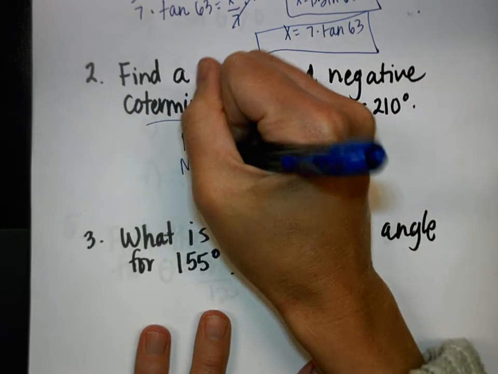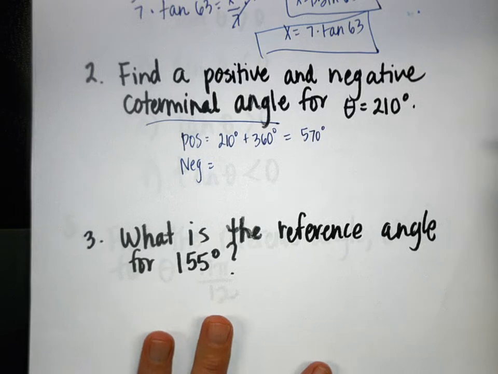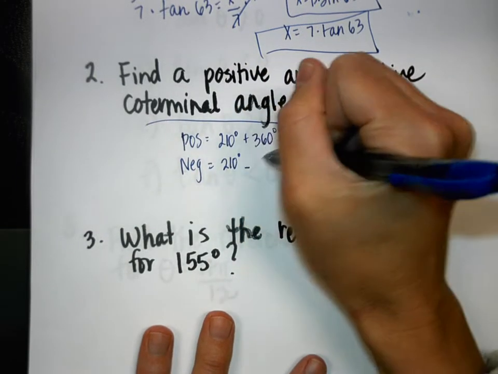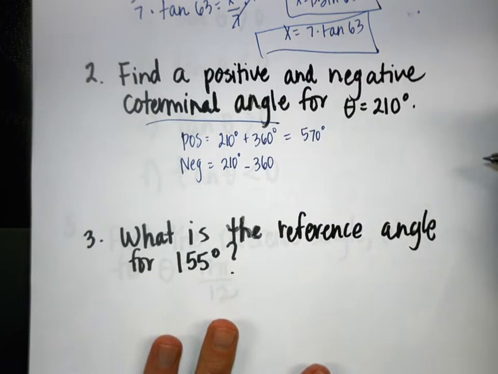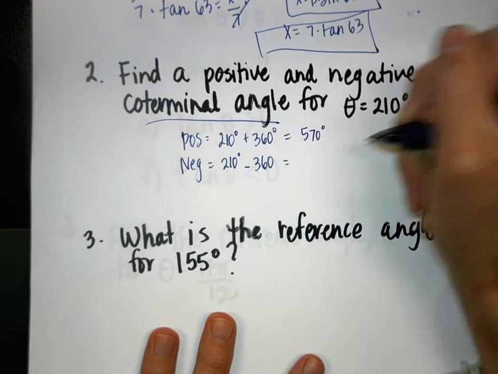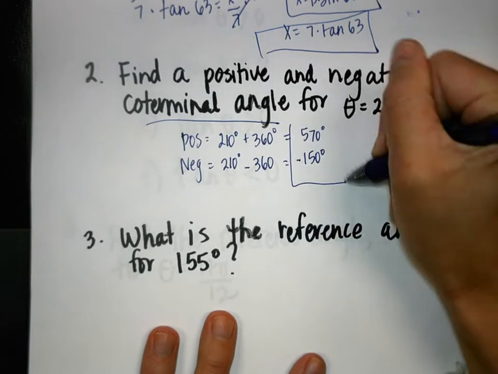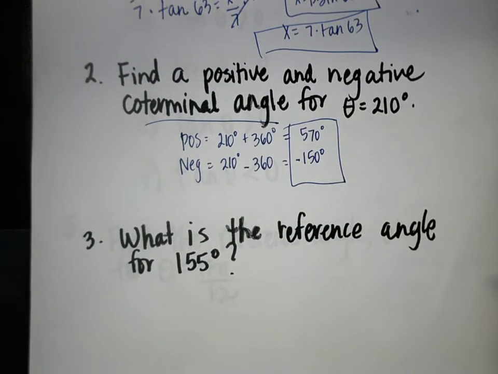In order to get a negative coterminal angle, we would just go the opposite direction. And so we would take our 210 degrees, but I would go negative 360. And when you do that, you would end up with negative 150 degrees. So there is a positive and negative coterminal angle.